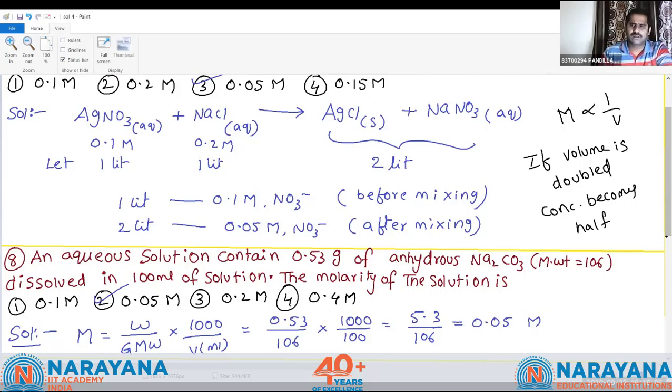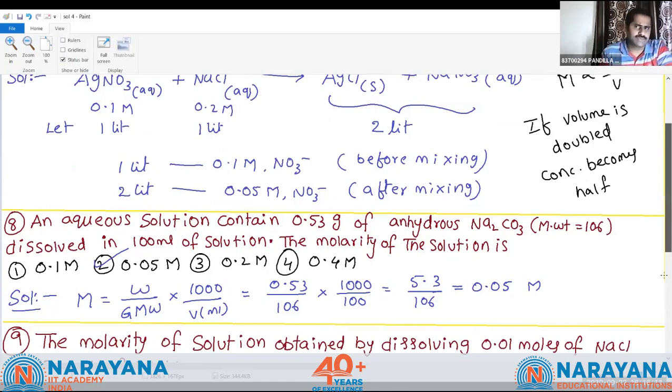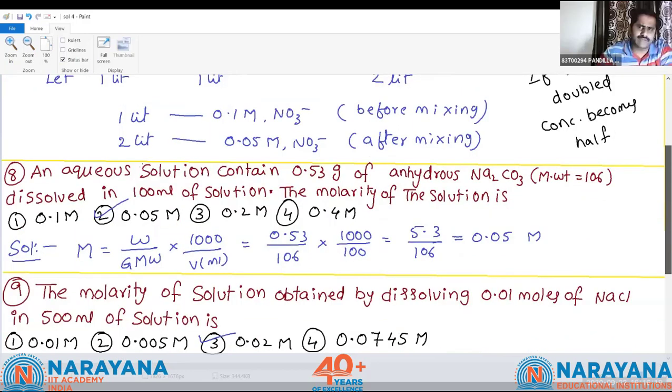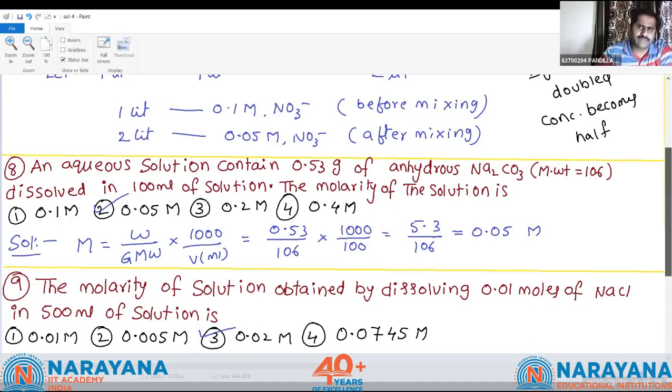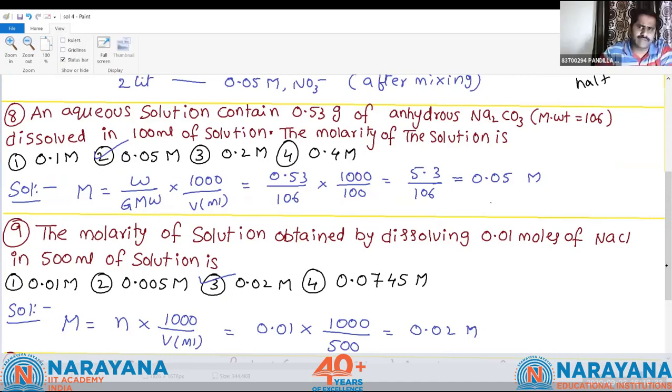Okay, please see everyone. An aqueous solution containing 0.53 grams of anhydrous Na2CO3, molecular weight also given, dissolved in 100 ml of solution. The molarity of the solution is? Here molarity is equal to weight by gram molecular weight into 1000 by volume in ml. 0.53 by 106 into 1000 by 100, that is equal to 5.3 by 106. So we got 0.05. The second option is correct.